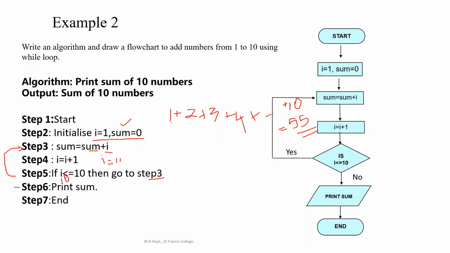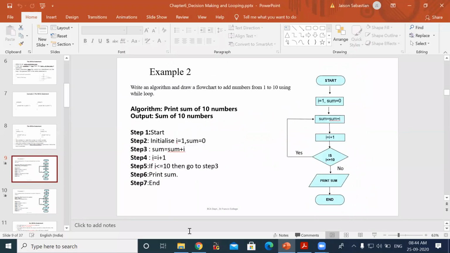When each step we were adding, right? 1 plus 2 plus. So here sum equal to sum plus I will be accumulating the added values of each step, and at the end it will be having 55. It will be printing the sum as 55. So now we are going to execute this program.